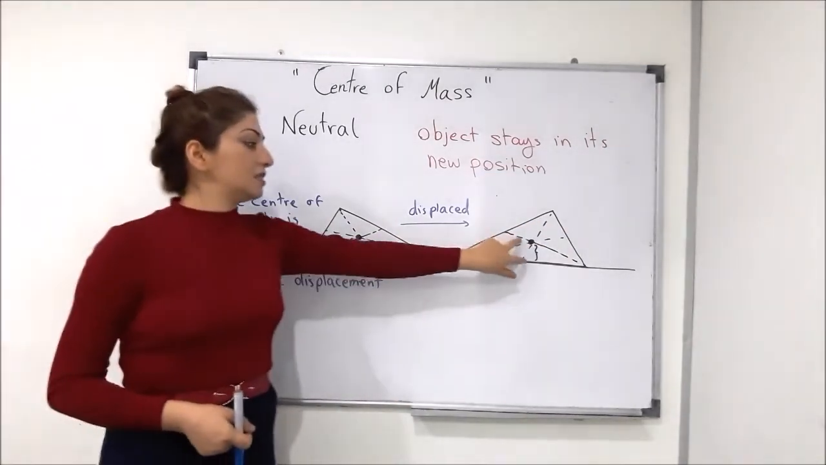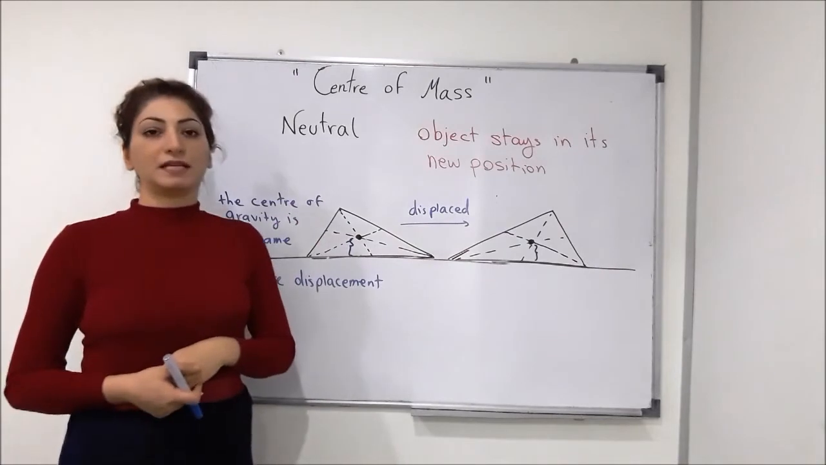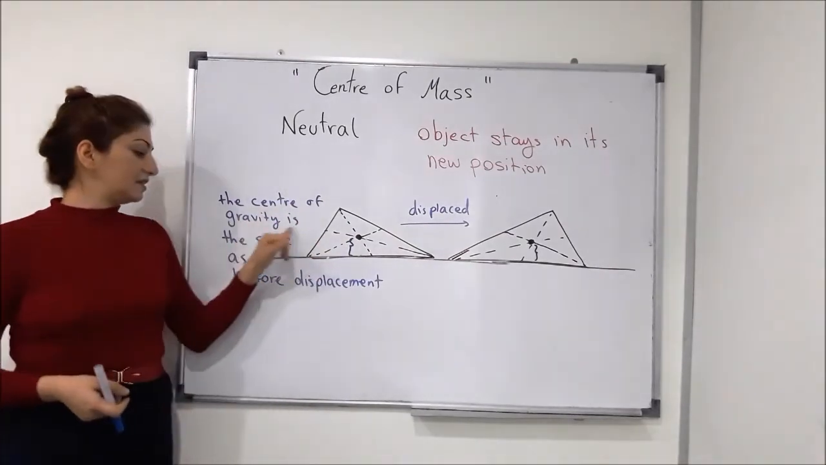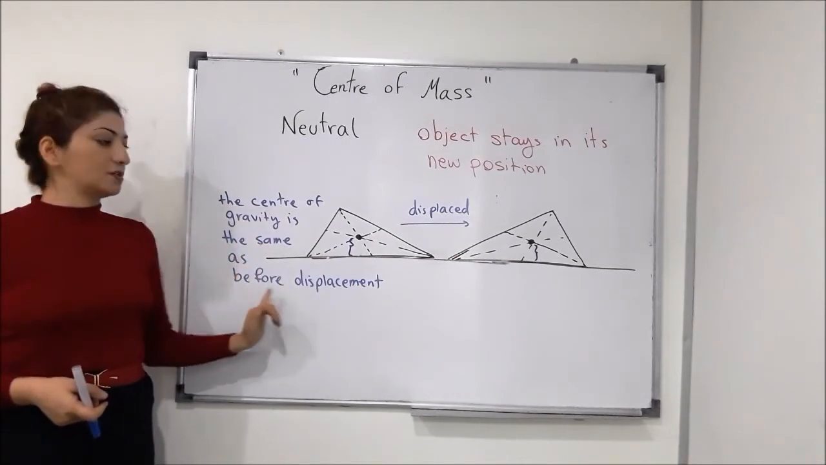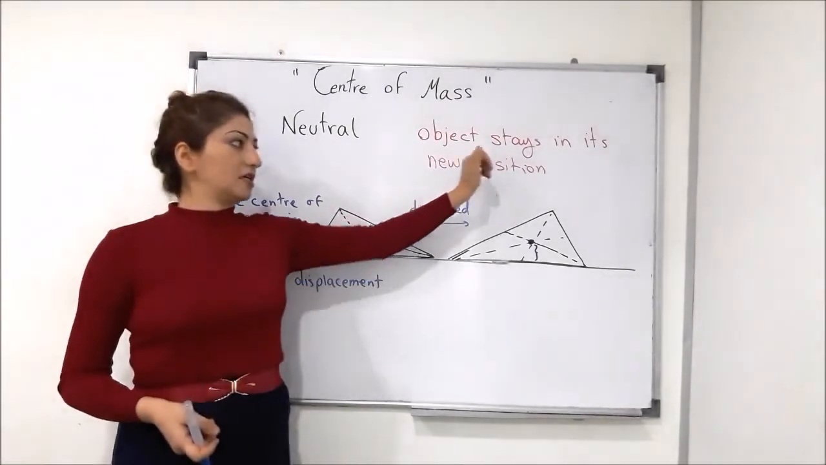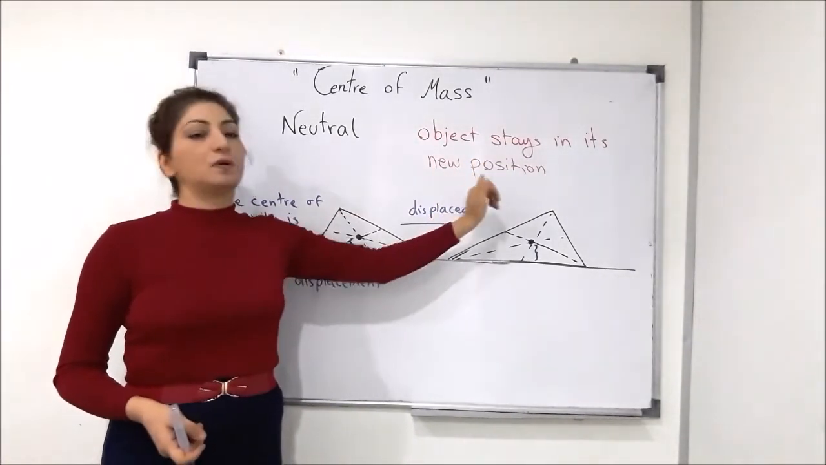And you see both centers of mass are at the same height from the ground. So the center of gravity is the same as before displacement. As a result, the object stays in its new position.